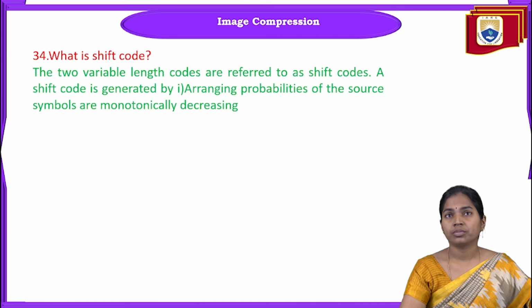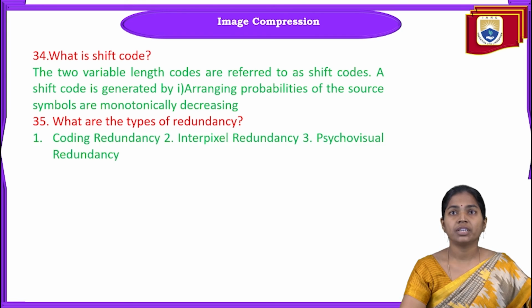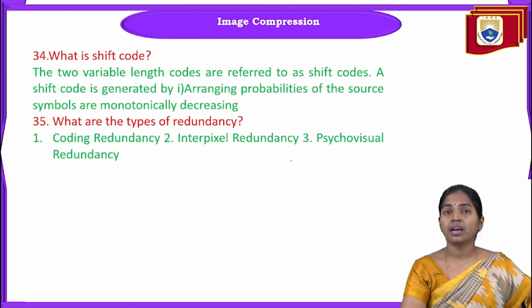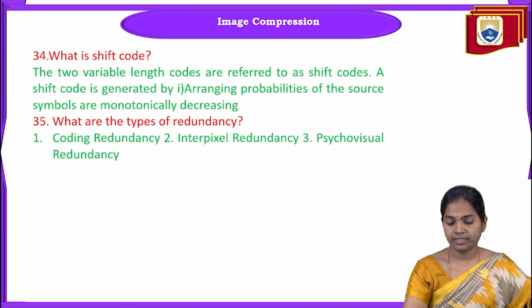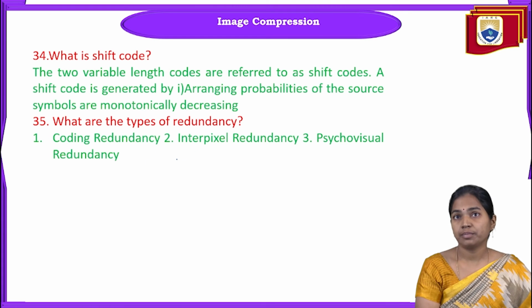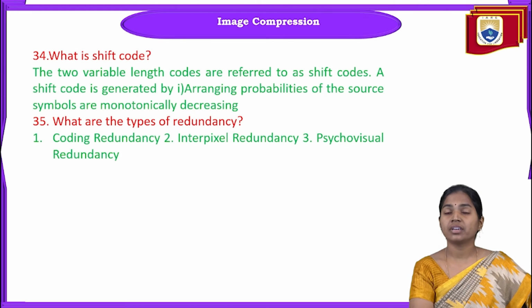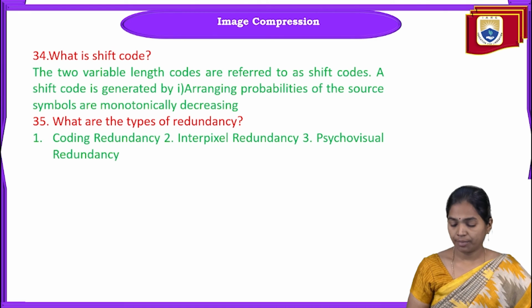What is shift code? The two variable length codes are referred to as shift codes. A shift code is generated by arranging the probabilities of the source symbols monotonically decreasing. What are the types of redundancy? Coding redundancy, interpixel redundancy, and psychovisual redundancy. Coding redundancy and interpixel redundancy are removed by lossless compression, and psychovisual redundancy by lossy compression.